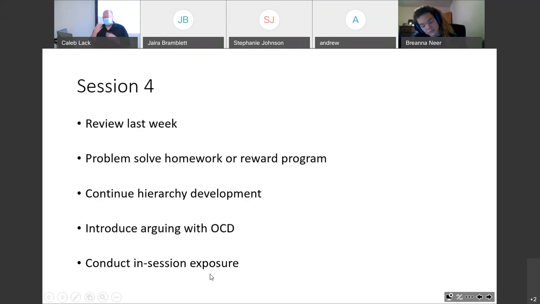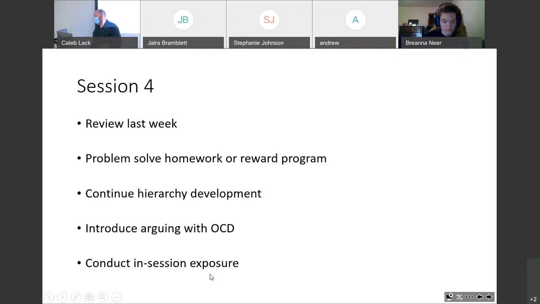So we introduce the argument. We get them to start arguing a little bit. And then we do our first in-session exposure, which is where the real work begins. I love doing exposure. It is fantastic. It is by far my most favorite piece. The reason for that is not because I'm a sadist. It's because you can see improvement within session. You see change happening from minute one to minute 10 in this session. It's incredibly rewarding and reinforcing, as a therapist and as a patient.